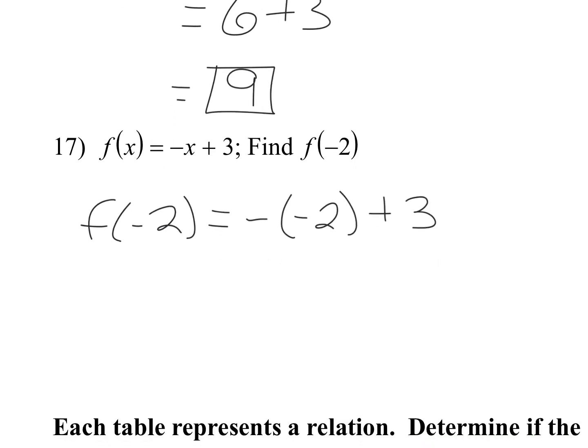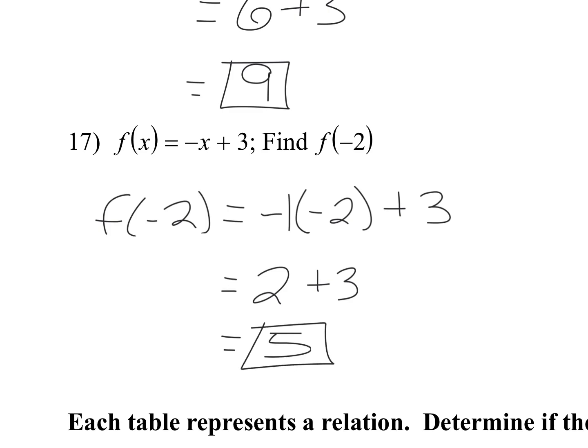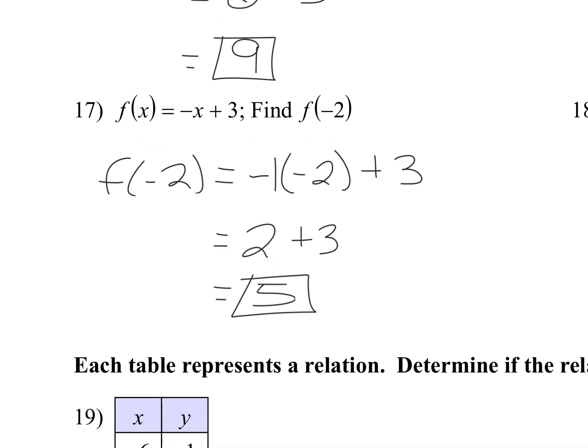Does everyone understand that step right there that I just did? Okay, you cannot get rid of this negative right here. So we have negative 1 times negative 2. Positive 2. Positive 2 plus 3. 5. Any questions on evaluating functions?